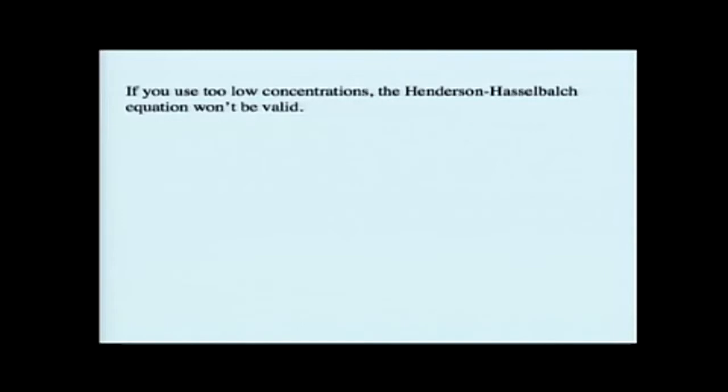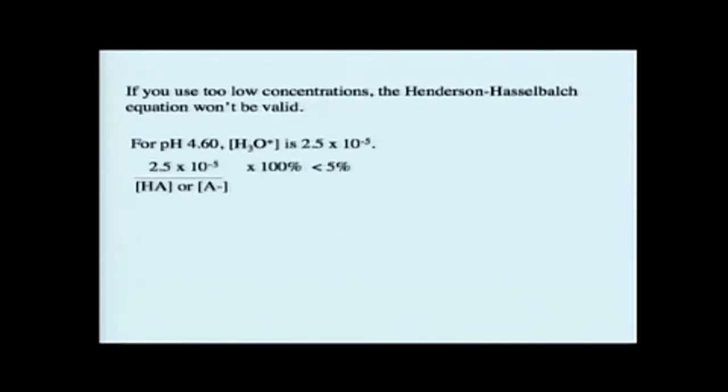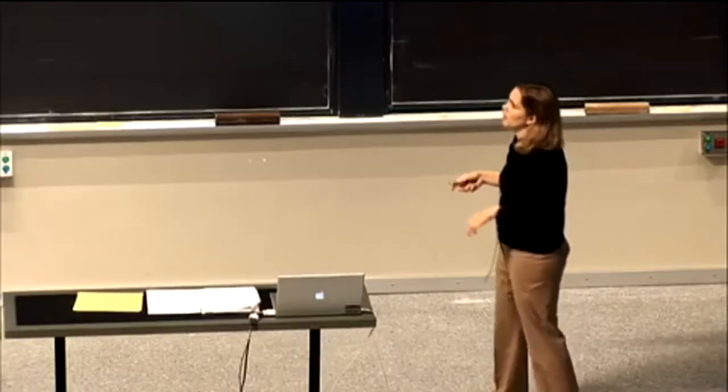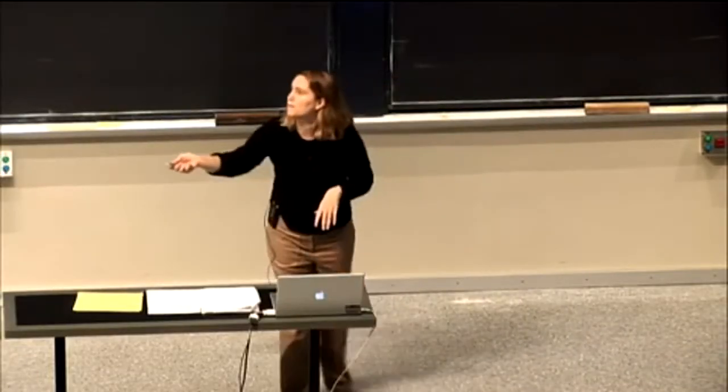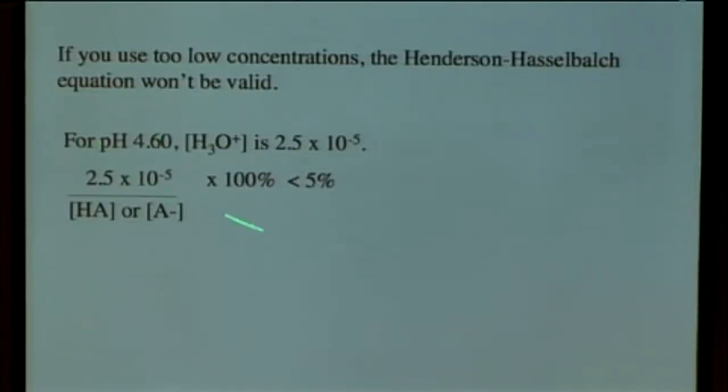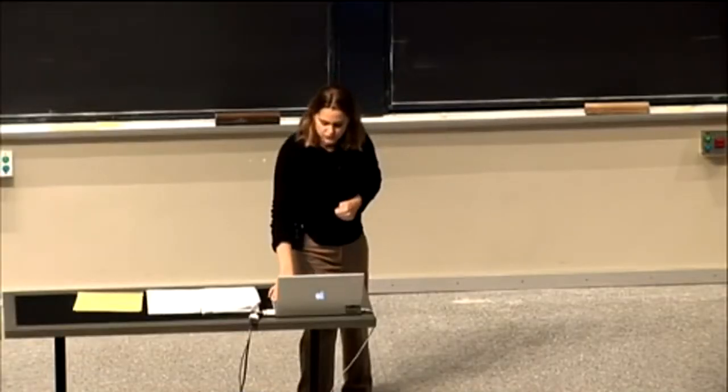And if you use too low concentrations, then your Henderson-Hasselbalch equation won't even be valid. So we can go back and calculate the minimum concentrations we need to use for Henderson-Hasselbalch to be valid to meet that 5% rule. So for a pH of 4.6, hydronium ion concentration is 2.5 times 10 to the minus 5. And so then if we work our equation backwards, we want to be less than 5%. So we have this over the concentration of either one of those times 100% gives you 5%.